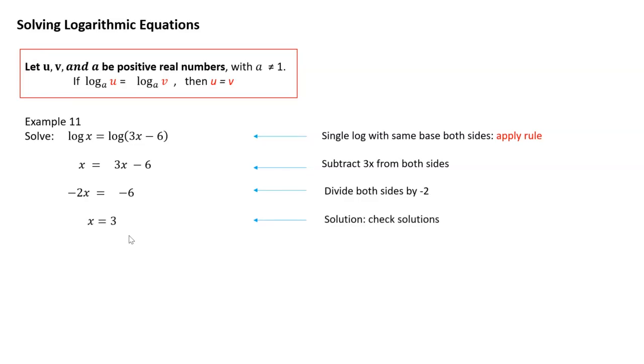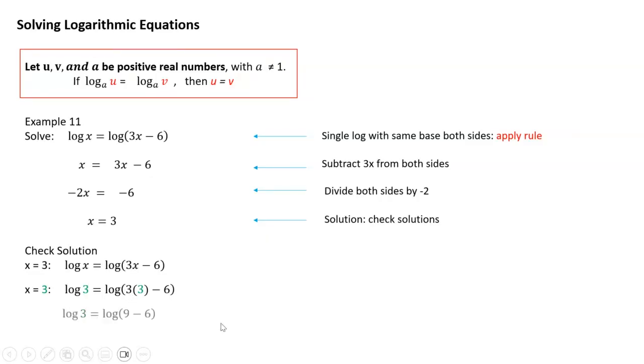Now, again, we can always check our work. So x is 3, so let's plug it in. There'll be log of 3 equals log of 3 times 3 minus 6. It's going to give us log of 3 equals log of 3. Now, one thing that you guys have to know is that the natural logs or the logarithms cannot be 0 nor negative. They have to be more than 0. Okay?